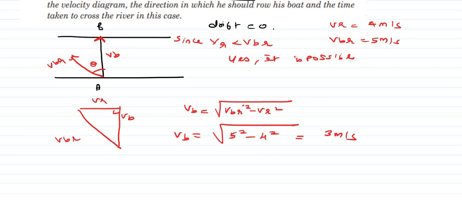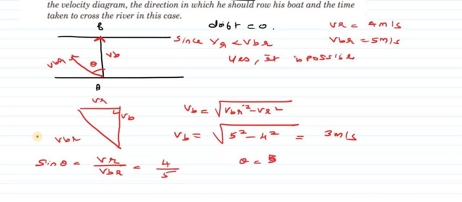Okay, VB is 3 meter per second, so sin theta is what? Sin theta will be equal to VR by VBR, that is nothing but 4 by 5. So 4 by 5 means theta is what? Theta is 53 degree. Don't forget, this is competitive level. When theta is 53 degree, sin is 4 by 5, so this way it is 36.